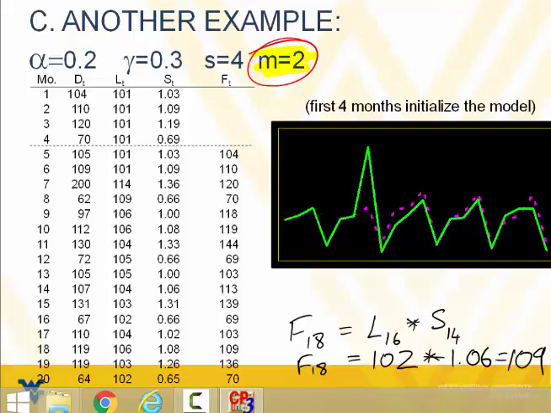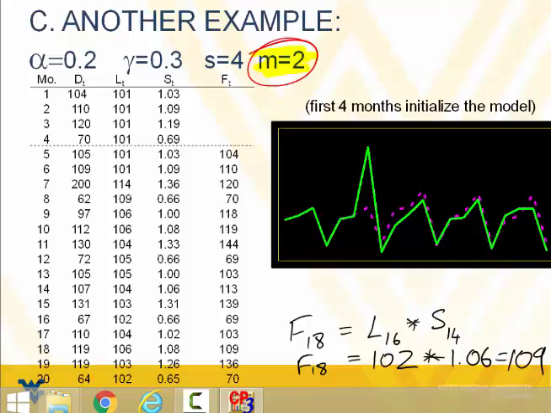How did you get 1.06? That should be 1.07. Oh, I'm sorry, I copied the wrong number. I was looking for 1.07 over there. I didn't see one. So is this clear? The Winters model?